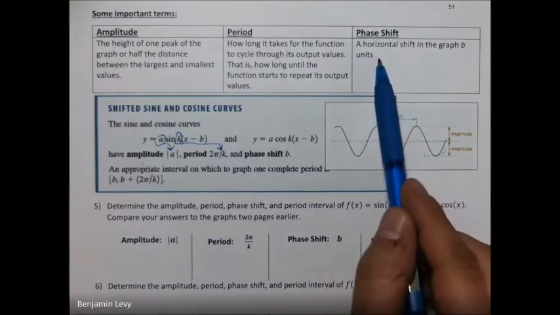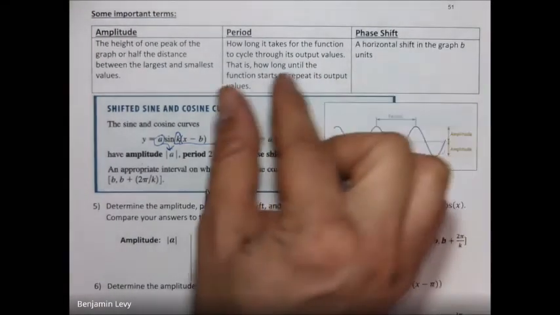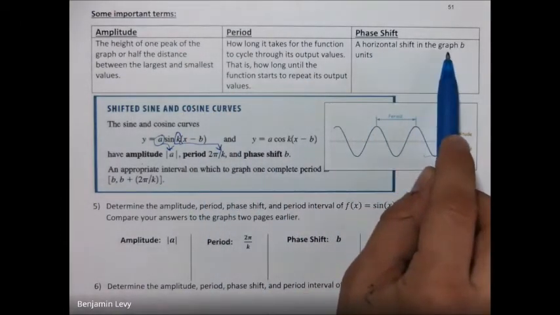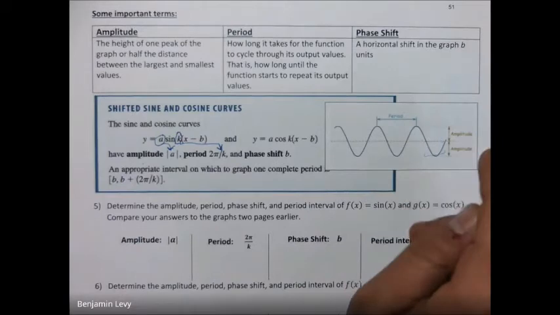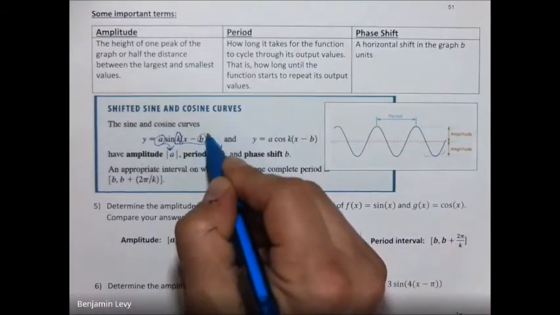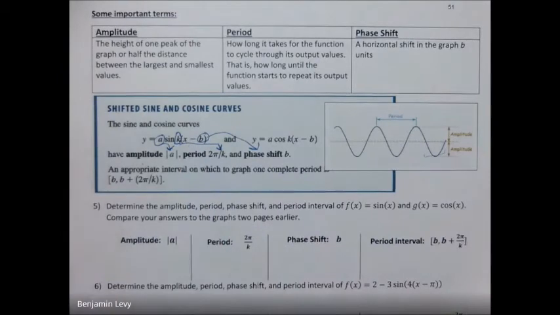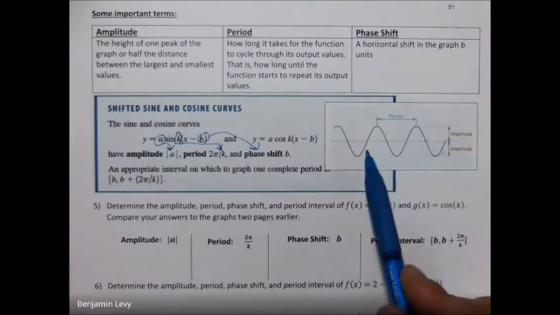And then the phase shift is any shift left or right. If we move left or right with the graph, that's called a phase shift, a horizontal shift in the graph, b units. That's why b controls the phase shift, because it shifts the graph left or right. We said that on the last page, and you can see that in the picture here.